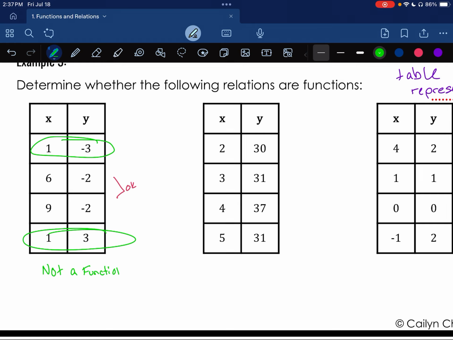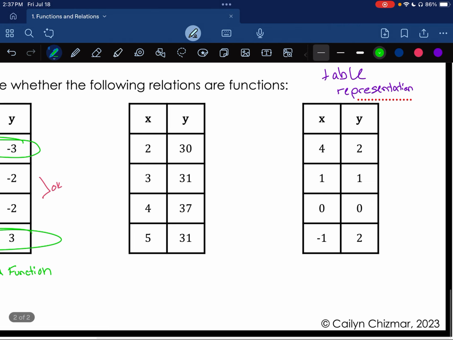All right, next up, we are looking at 2 going to 30, 3 going to 31, 4 going to 37, 5 going to 31. All right, sharing those y values, right? That's okay. It's just that we can't have 2 going to, say, 2 different values. So this guy function, he's okay. All right, and last but not least, we have 4 goes to 2, 1 goes to 1, 0 goes to 0, -1 goes to 2. That's okay too. So this is a function.